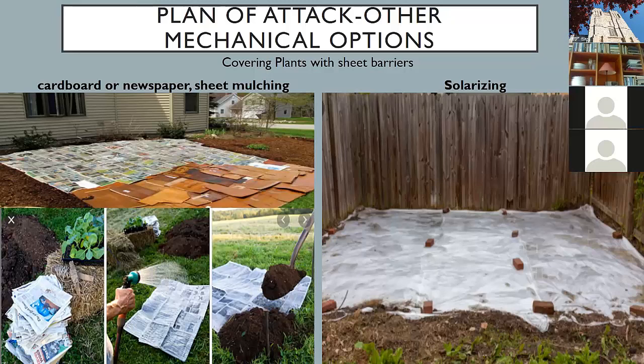And on the right is a process called solarizing. It uses moisture and heat to control weeds by using plastic sheeting to capture radiant energy from the sun.